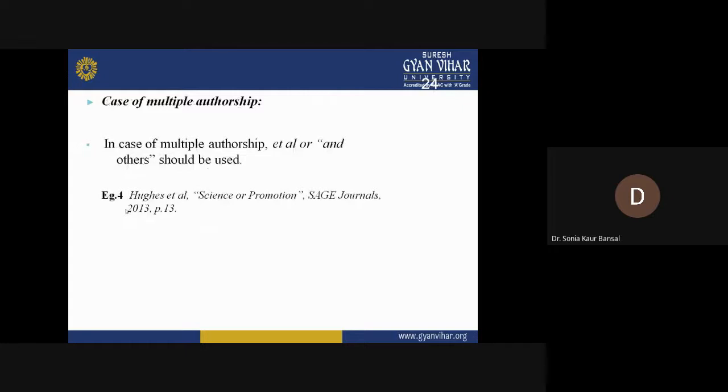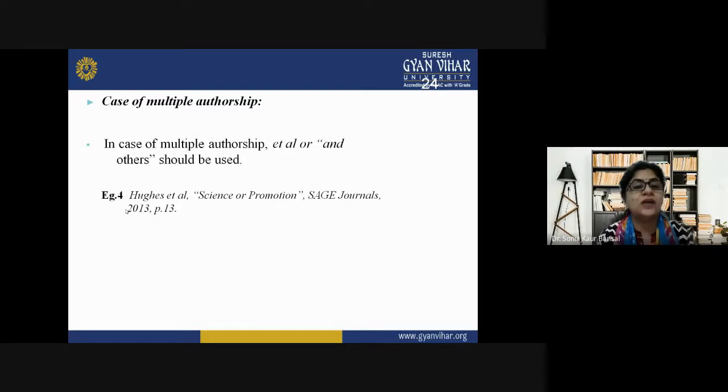Then in case of multiple authorship, et al. or and others should be used, like Hughes et al. It means that there are more than two or three authors, so in that case you use et al. For example, Science or Promotion, say journals, 2013, page number 13. This is the way you are going to give your references in your footnotes.